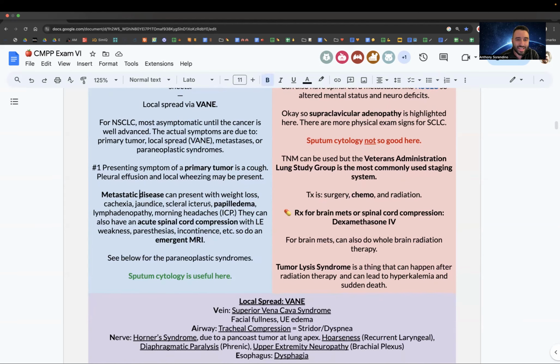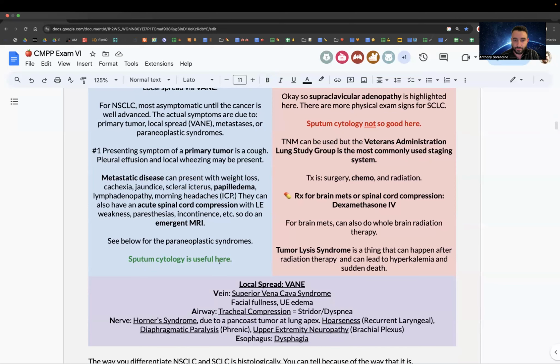If it metastasizes, you can get weight loss, cachexia, jaundice, scleral icterus, papilledema, morning headaches from increased intracranial pressure, which means it spread to the brain. You can have acute spinal cord compression. So if they present with weakness, paralysis, paresthesia, incontinence, you have to do an emergent MRI, okay?